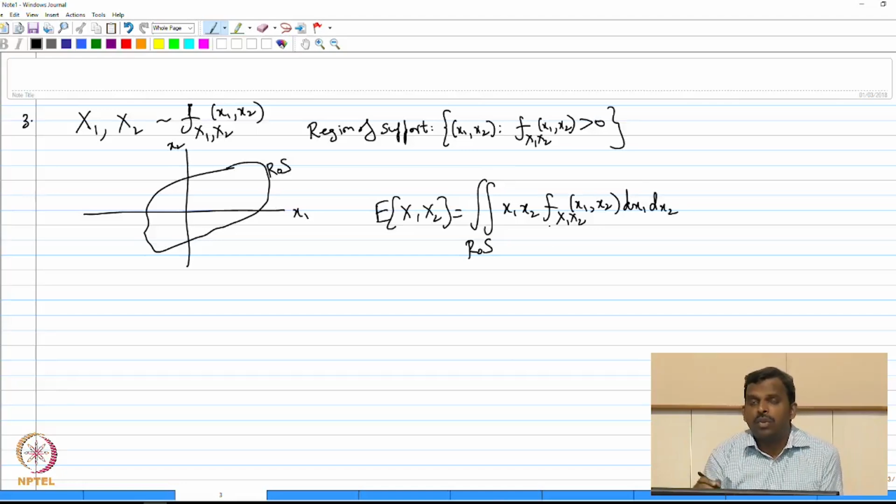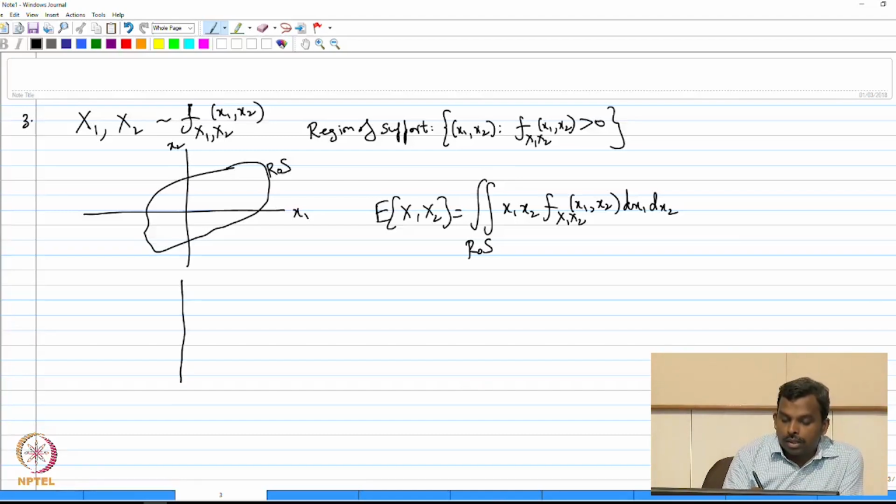Okay, so how do you evaluate integrals like this? An integral like this is evaluated depending on the region. It's not very easy to give a general formula. So maybe I'll take a very simple example to show you how this is done. So let's take a very, very easy example first.